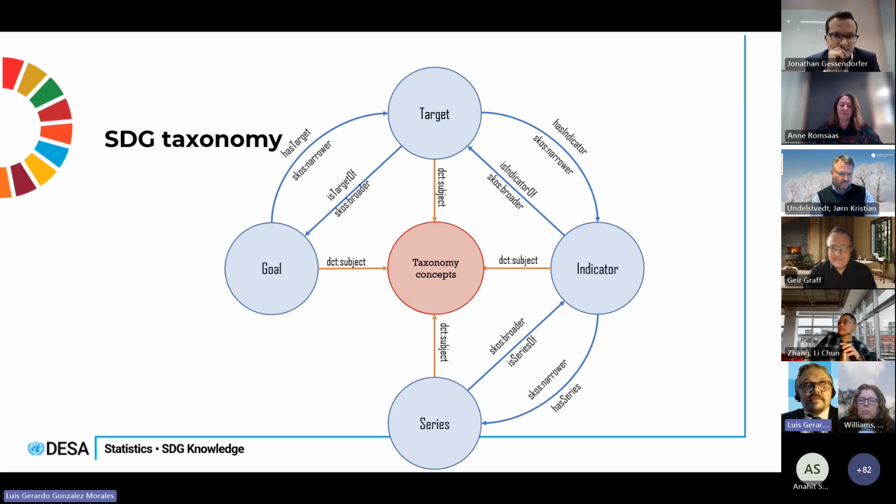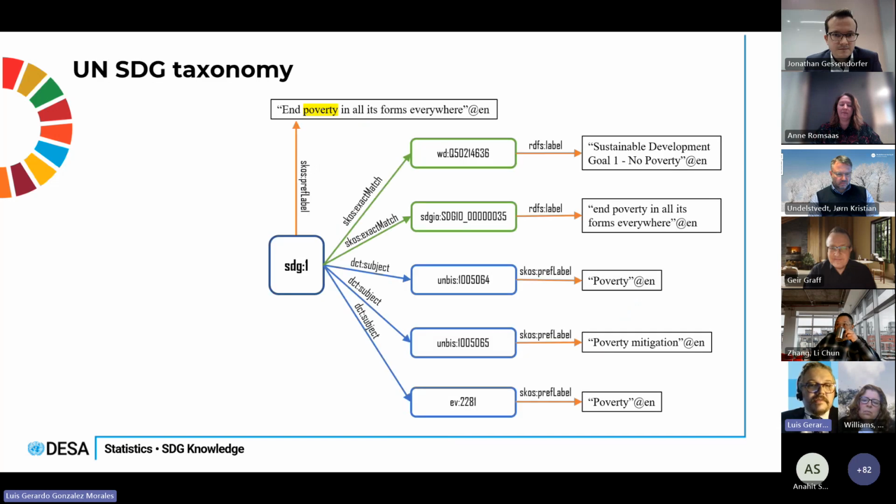And by doing so, we are able to give a meaning to goal 1 about poverty that is related to specific terms about poverty. And so machines can also traverse from goal to target to indicator to series, etc. So all these interrelationships are formalized and are machine readable and make it easier then to create sophisticated applications that provide insights by bringing different resources together. So, for instance, in the case of goal 1, it is linked to the official label of the name of the goal, also to the identifiers that refer to goal 1 in other vocabularies, and to different terms like poverty, like poverty mitigation, from the UN library, from Eurovoc, etc.